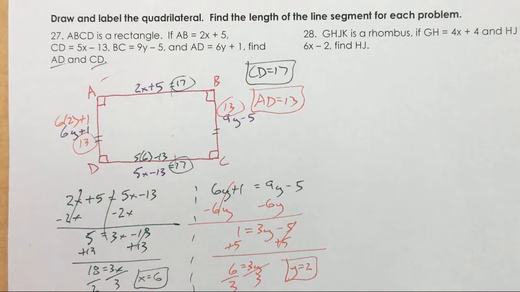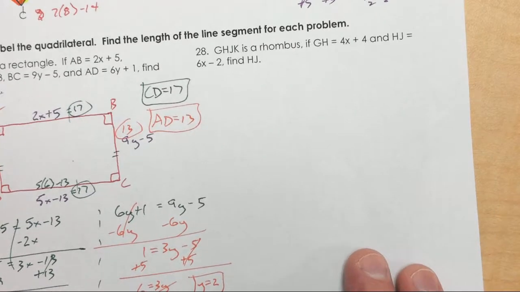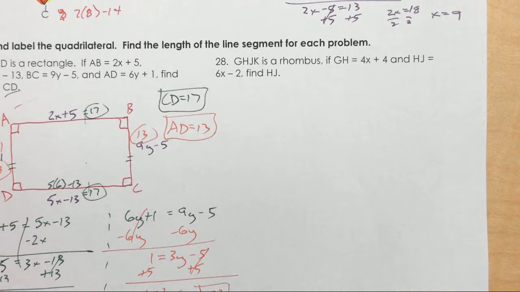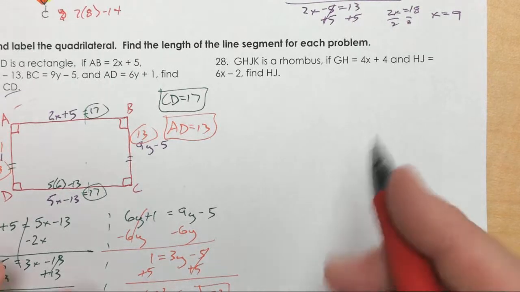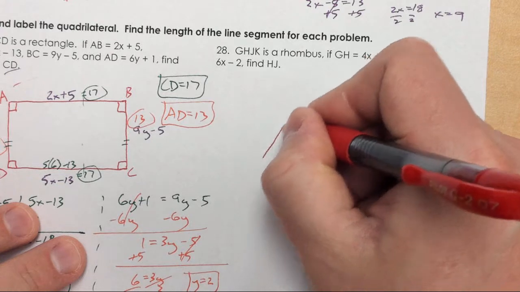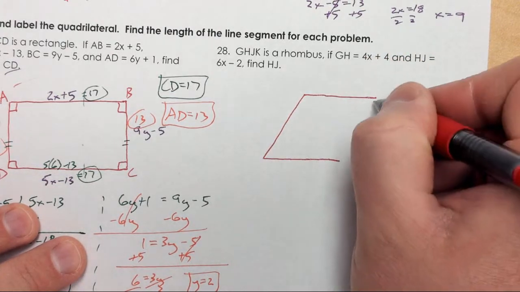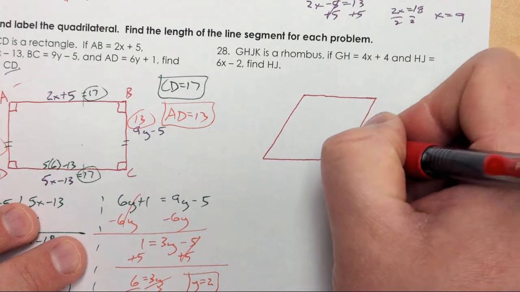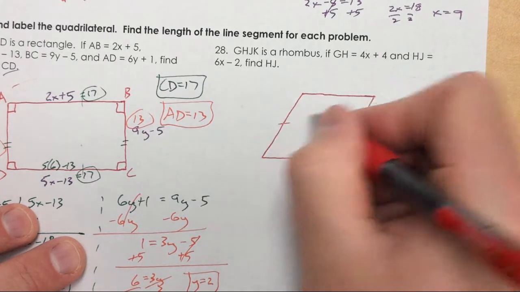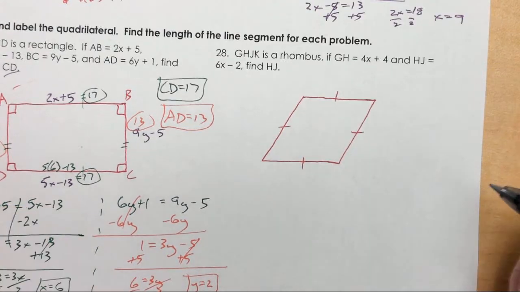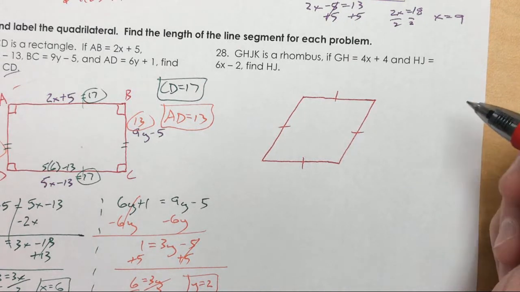Hopefully that makes sense. Now 28, it's going to be a little bit shorter, but it does involve a rhombus, a different shape. So rhombuses, if you don't remember, are 4-sided polygons with all congruent sides. It's kind of like a square leaning over. But you could draw a square if you wanted to, because a square is a rhombus.